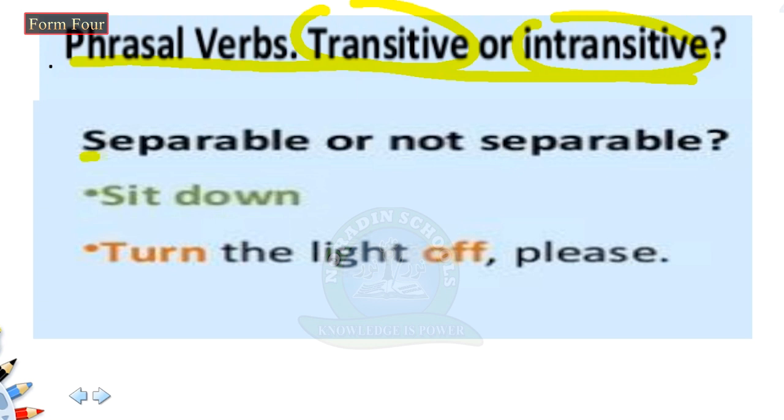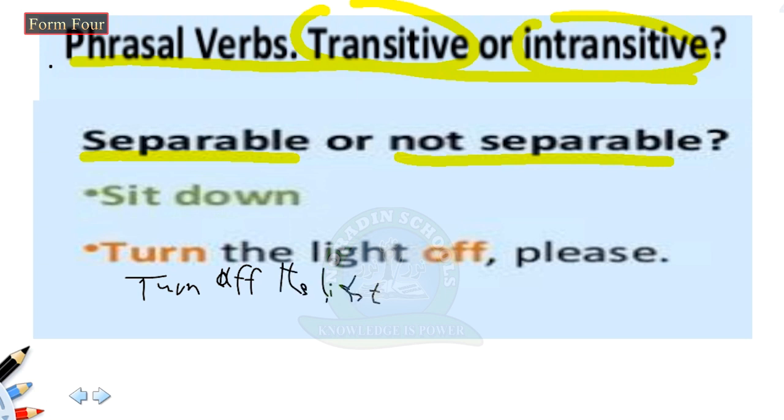Phrasal verbs can also be separable or not separable. For example, turn the light off. We can write it in two ways: turn off the light, and turn the light off. Turn is a standard verb, but when we add off, it is a phrasal verb.